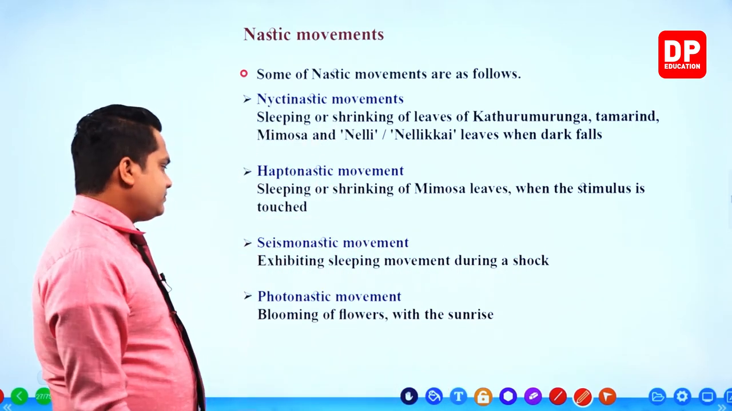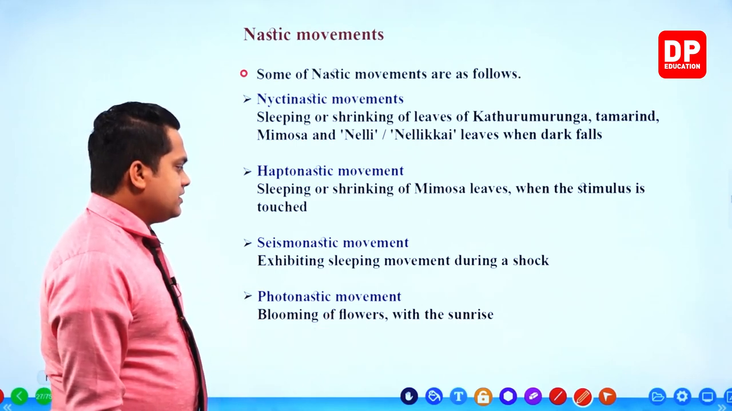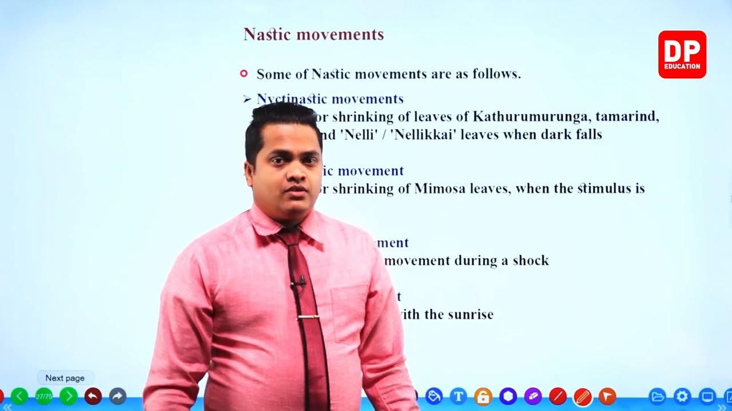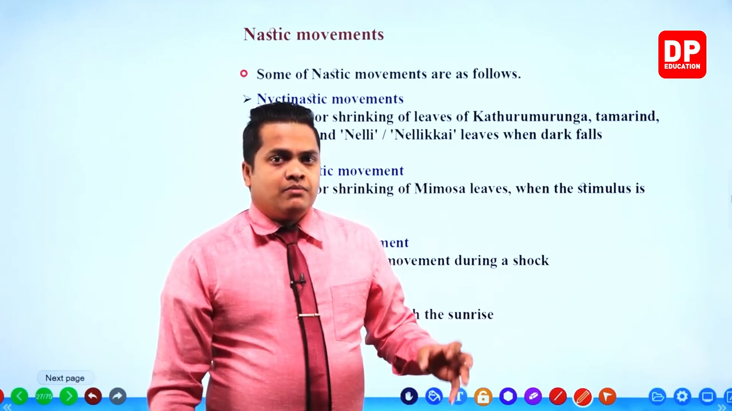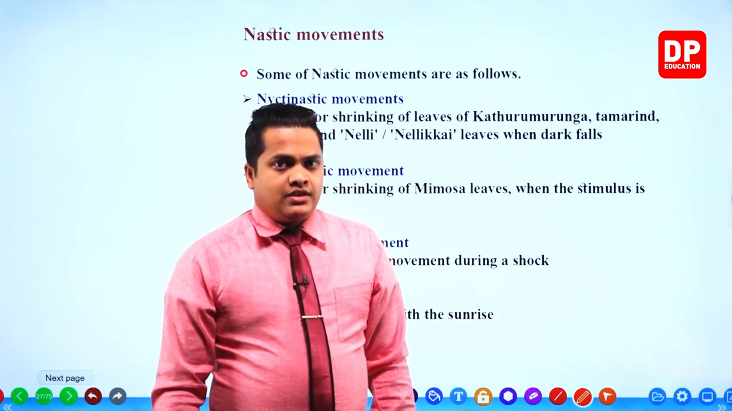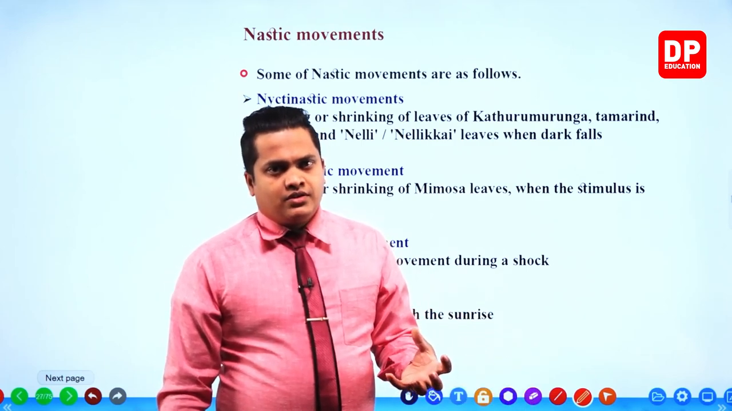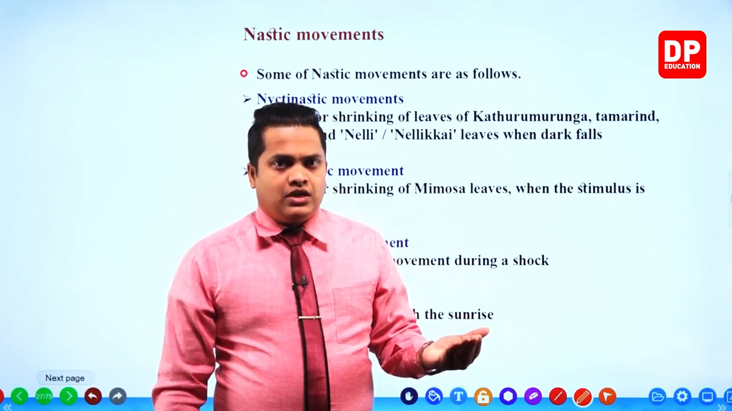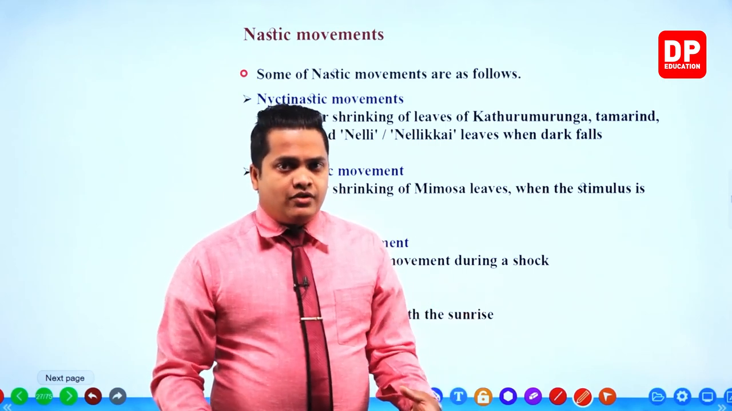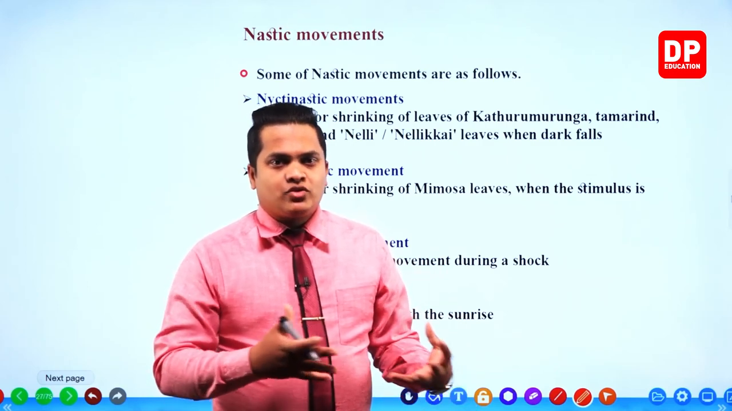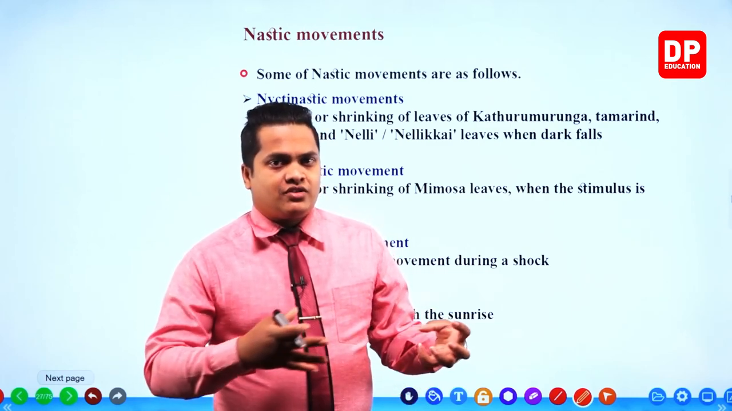Then the final one, photonastic movement, blooming of flowers with the sunrise. When the sun is going to come out, I took this example when I was discussing the movements related to a plant. No matter which direction the sunlight is going to fall, there's no problem. The flowers are going to bloom. Flowers only know to bloom. That's why it is called nastic movement. There's no certain influence between the direction of the response and the direction of the stimulus.